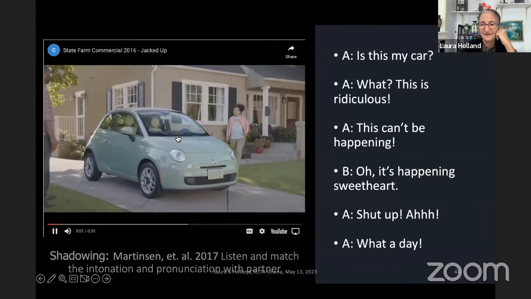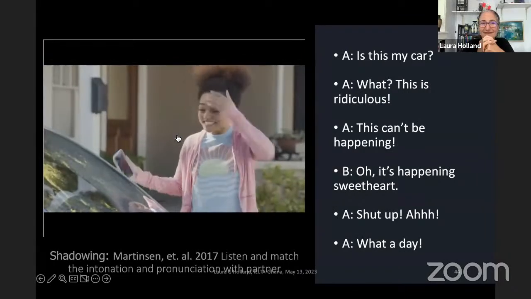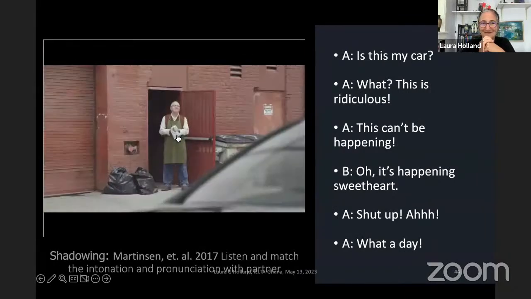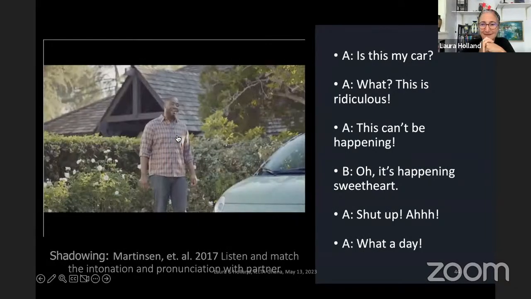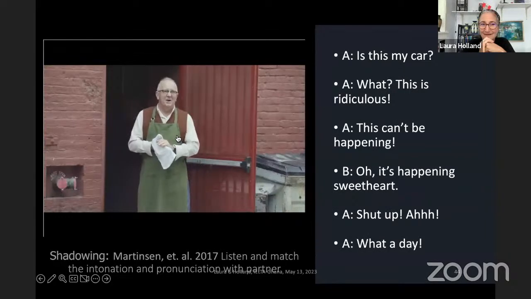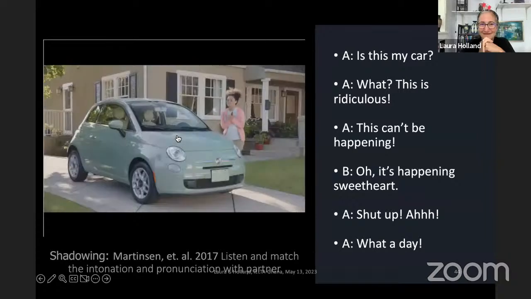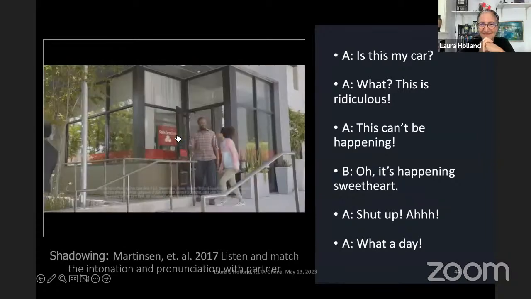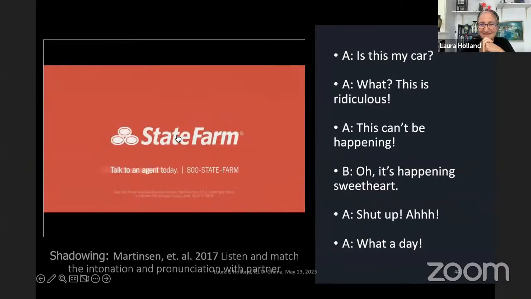Call you back. Is this my car? State Farm knows that for every one of those moments, there's one of these. Is this my car? What? This is ridiculous. This can't be happening! Oh, it's happening, sweetheart. Shut up! That's why State Farm is there. What a day. With car insurance for when things go wrong, but also here with car loans to help life go right. State Farm.